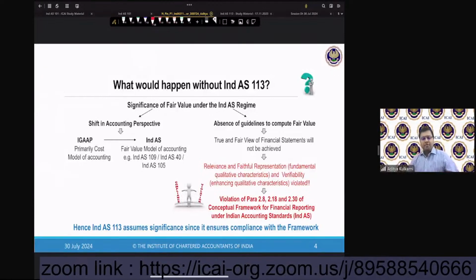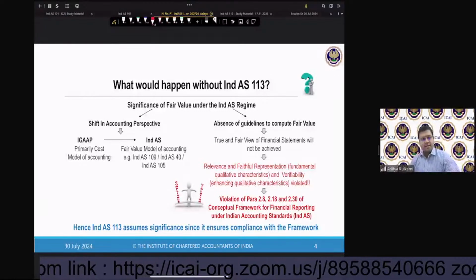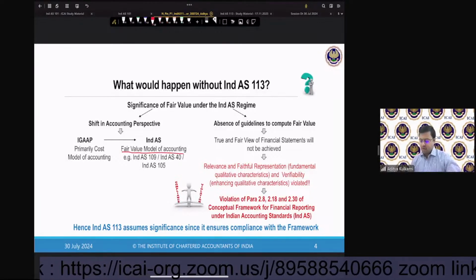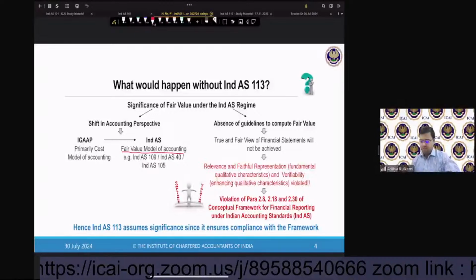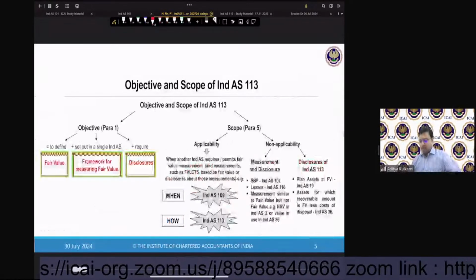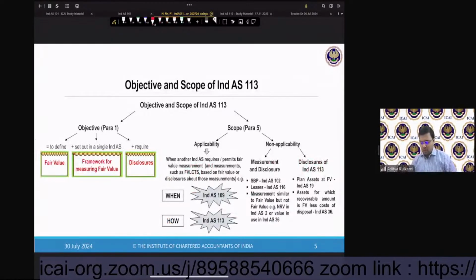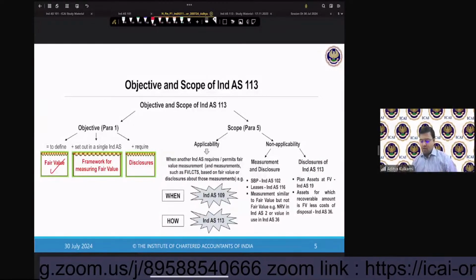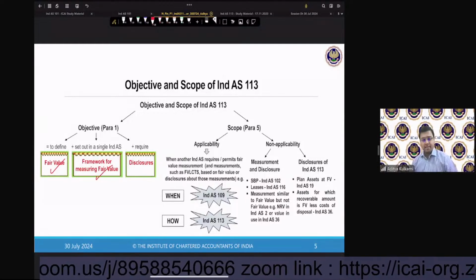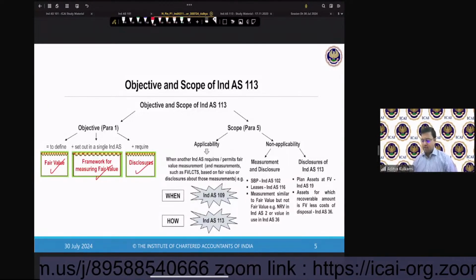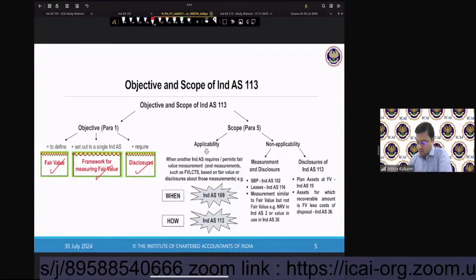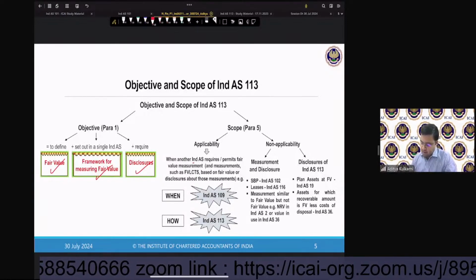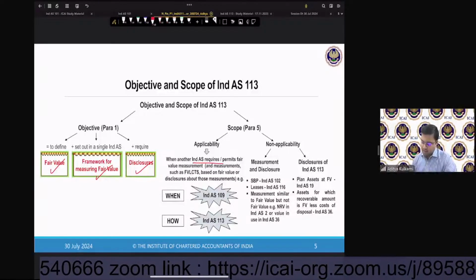So why do I have this fair value standard? I have given the explanation. There is a fair value model of accounting that we are now seeing, which is why it becomes critical to have this particular standard. Okay. Now, what is the objective of Ind AS 113? To define the term fair value, set out in a single Ind AS the framework for measuring the fair value and to give the disclosures.